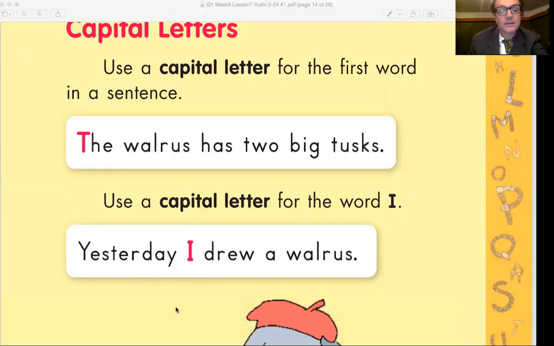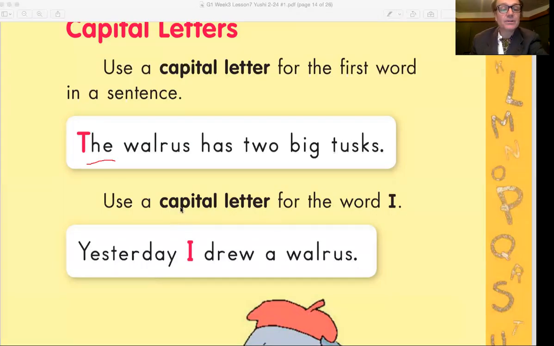Look at this one right here. The walrus has two big tusks. So that T is the first letter of the whole sentence of the, so we need to capitalize it. Use a capital letter for the word I. This is the other one.